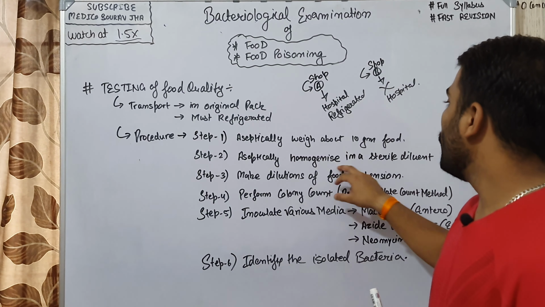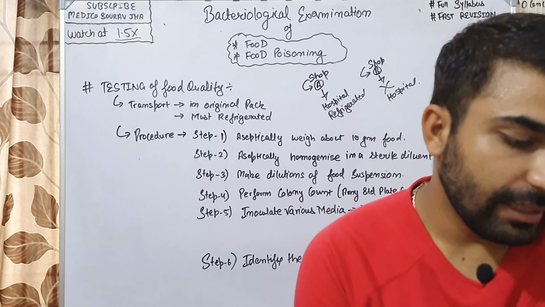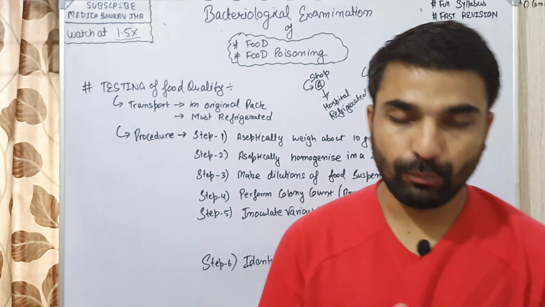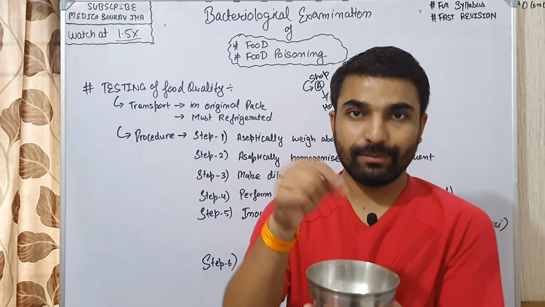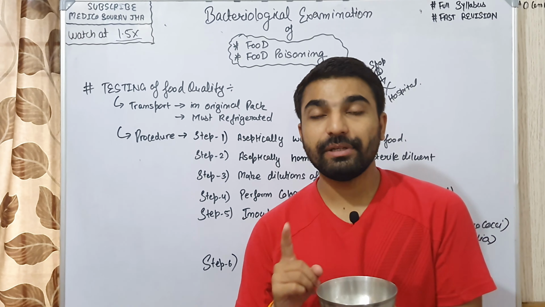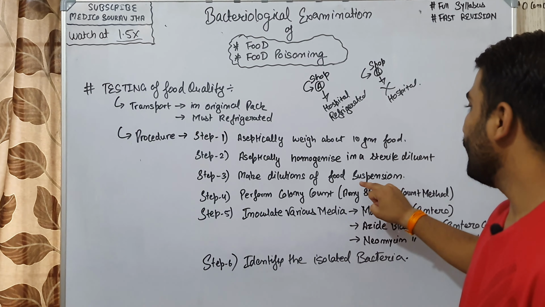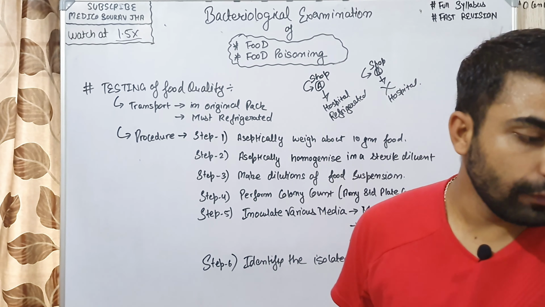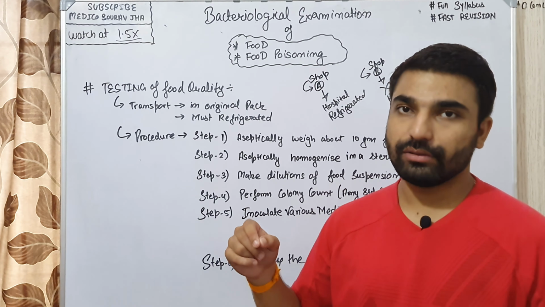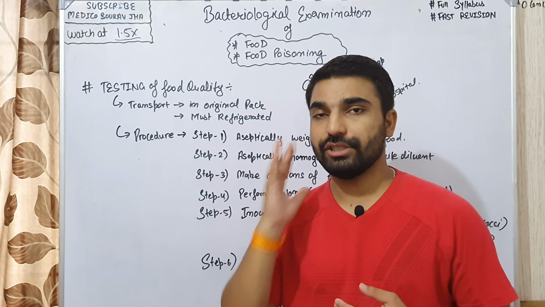Second step, homogenize in sterile diluent. Pour some diluent on it. Like this is a bowl, and pour 10 gram of food in it. Pour some water, some sterile diluent. Sterile means it doesn't have any contamination. Step 3 is make dilutions of the food suspension. Make dilutions means dilute it more, 10%, 20%, 30% according to the lab, whichever standard procedure it is following.